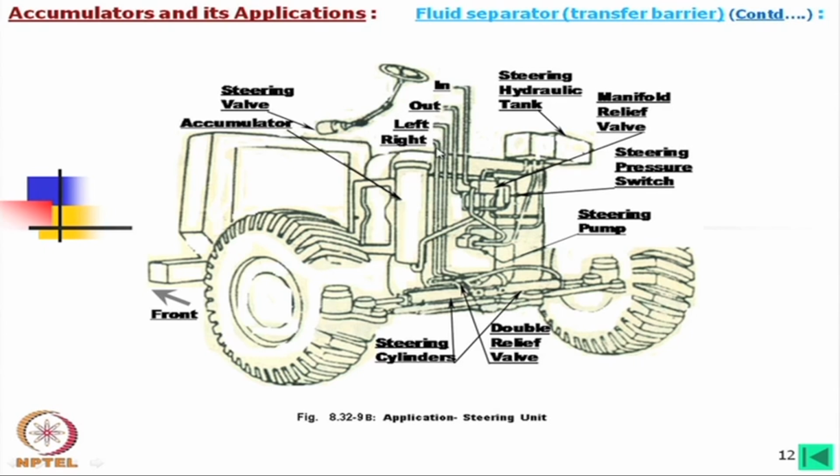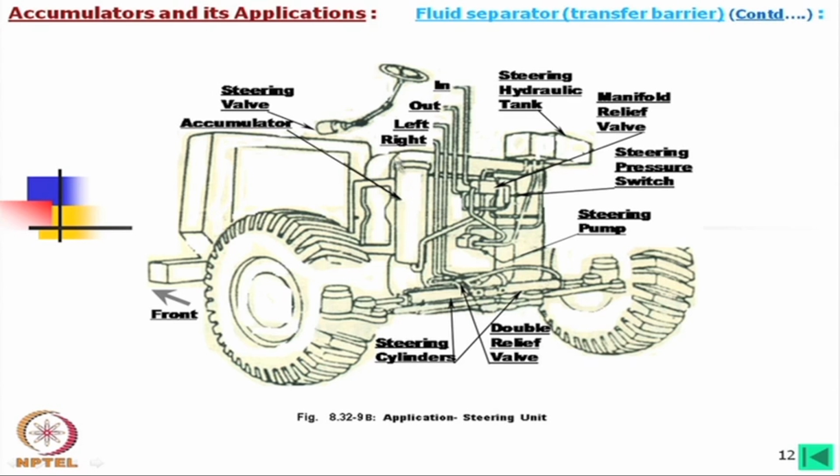Now, this is a circuit, it is not very clear, but in, out, left and right, that means this is some separate operation, left right motion and in and out motion. Okay. Now, these are two steering cylinders and a double pressure relief valve is used here.